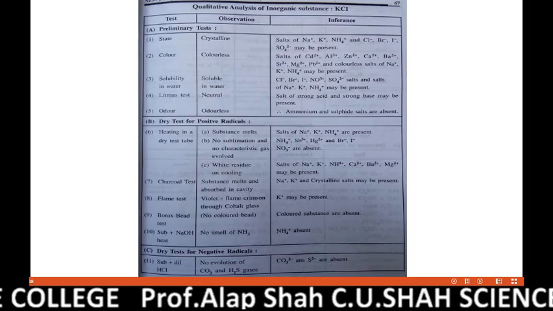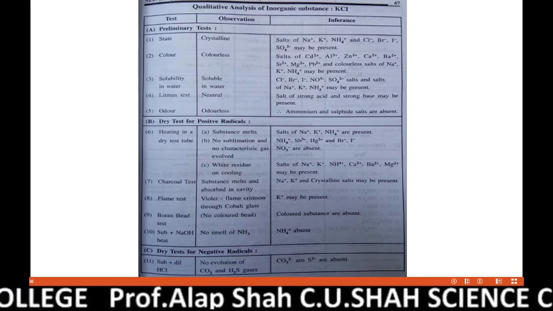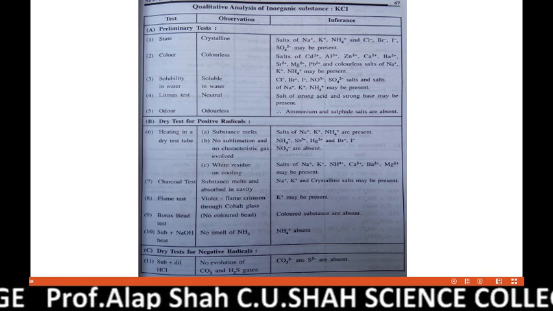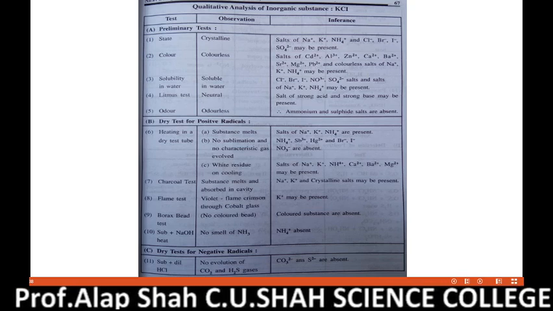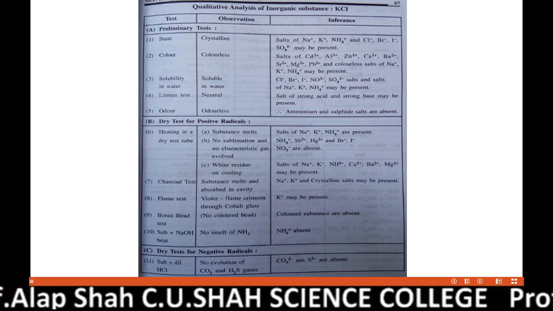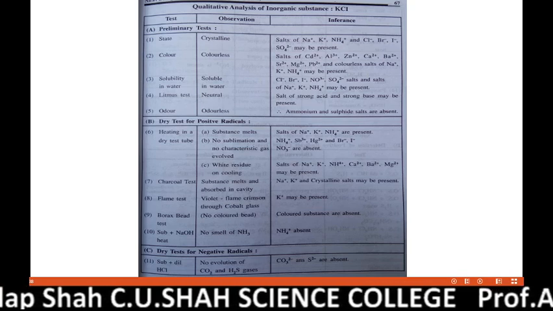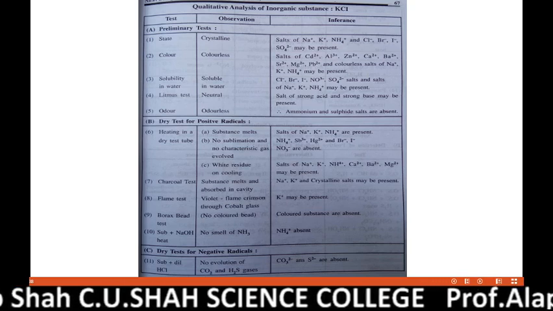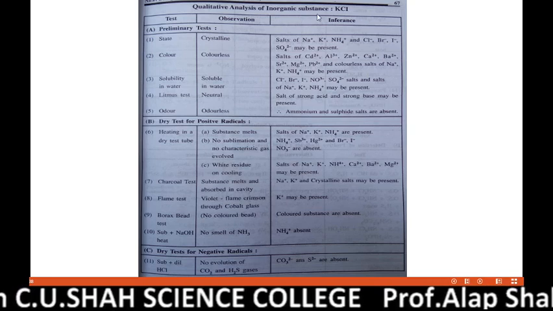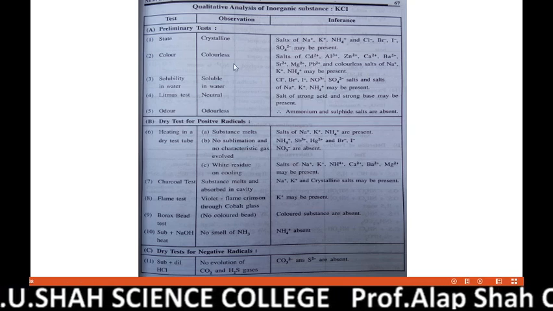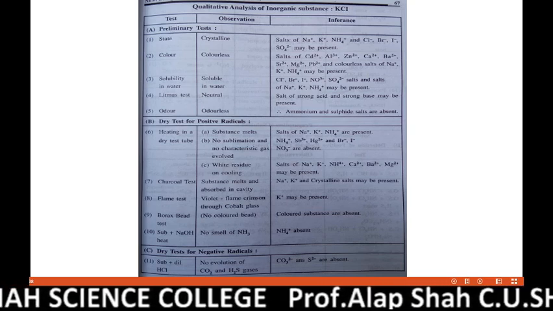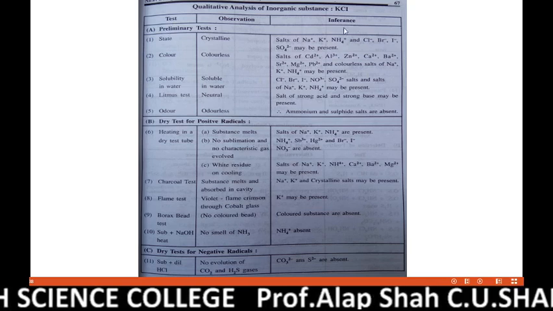So, first let me acknowledge the Nirali publication, because it is the practical book which we are using in the colleges, and to explain this thing, I have taken the images from the book. So I must acknowledge that. Now in the book, a demonstration of KCl is given, so we will discuss the same thing. Qualitative analysis of an inorganic substance, and the example is KCl. So in the journal, you are making 3 columns: test, observation, and inference.